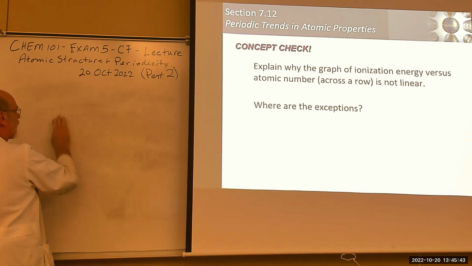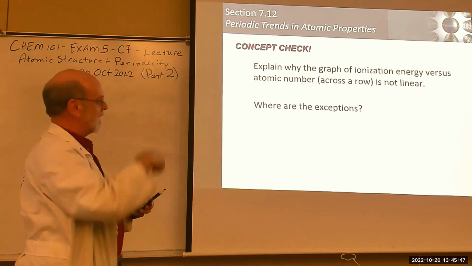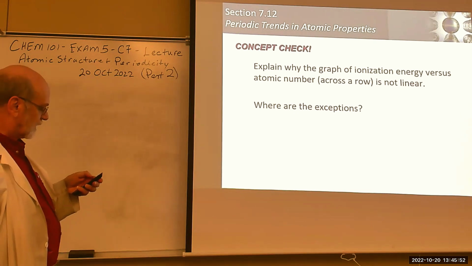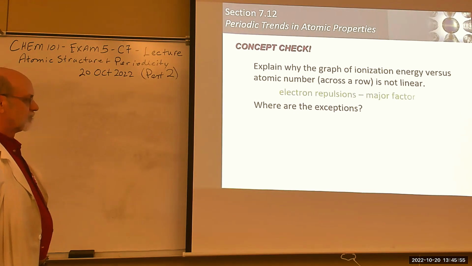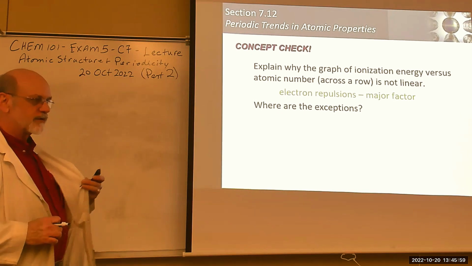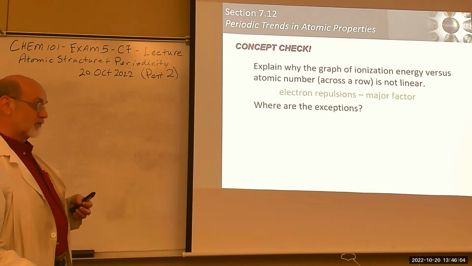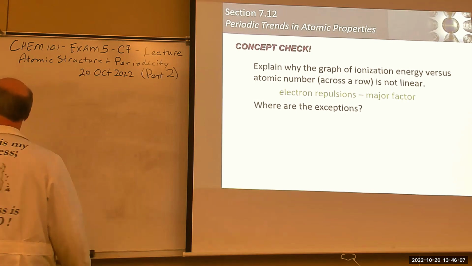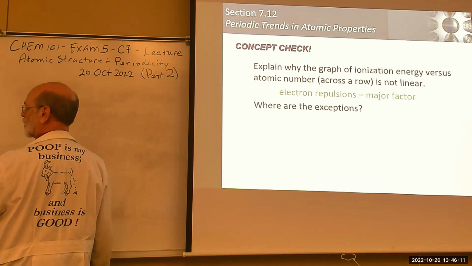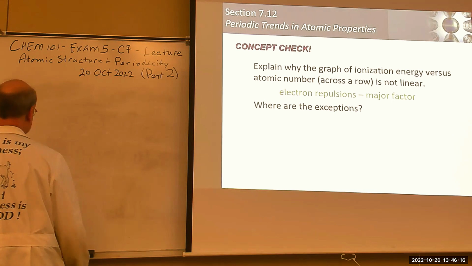Why is that trend not linear? Why do we have some of those dips back up? The major factor is electron repulsion. In other words, as you get more electrons, they tend to start repelling each other. And you go across, say, on the second period from lithium, beryllium, boron, carbon, nitrogen. And we go from nitrogen to oxygen.